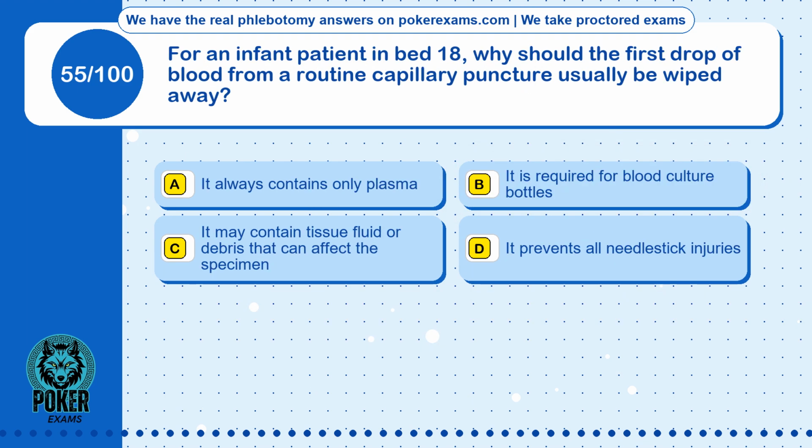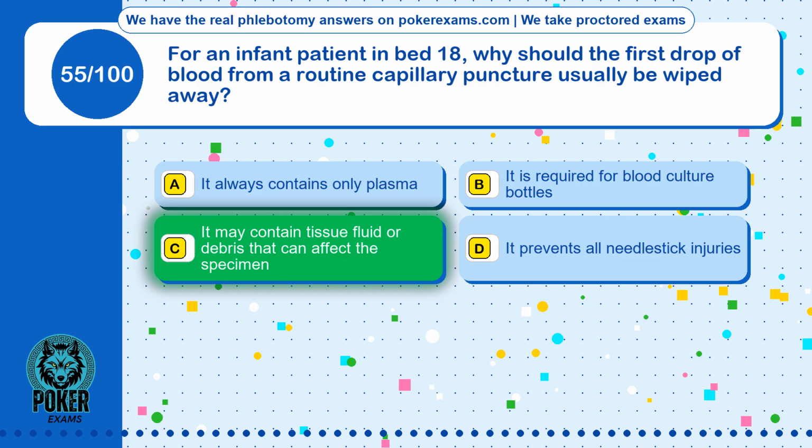Question 55. For an infant patient in bed 18, why should the first drop of blood from a routine capillary puncture usually be wiped away? Option A. It always contains only plasma. Option B. It is required for blood culture bottles. Option C. It may contain tissue fluid or debris that can affect the specimen. Option D. It prevents all needle stick injuries.